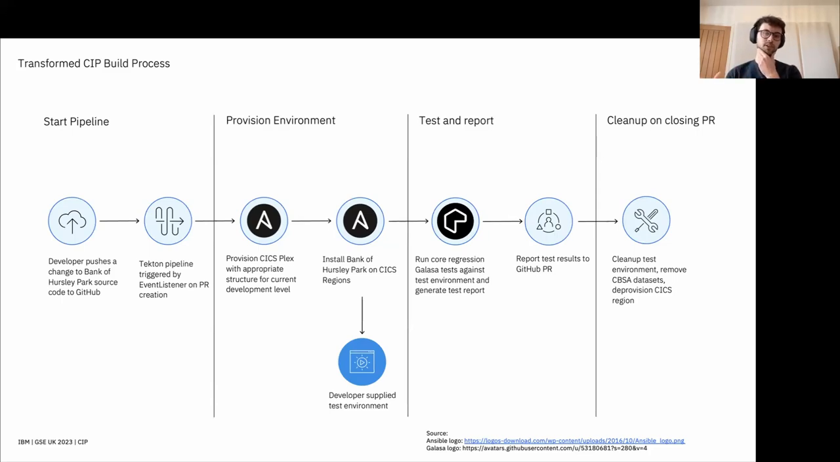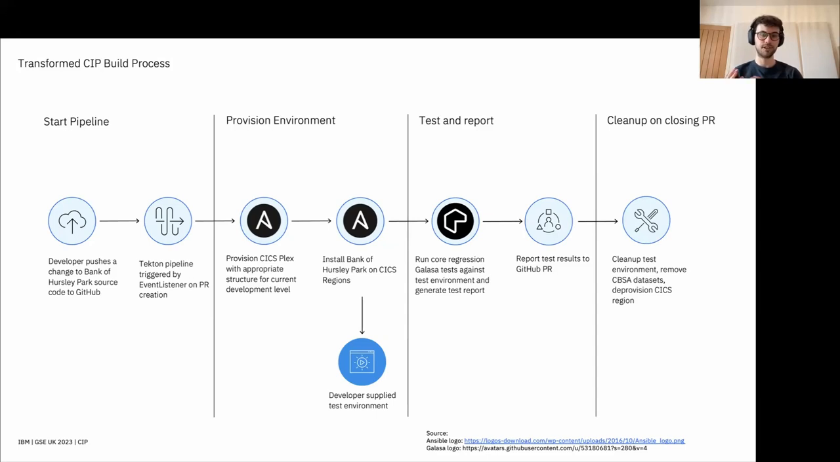I'm currently working on creating provisioning for a Kixplex on a system. What I currently have is Ansible playbooks that will provision a single Kix region. And I will create playbooks that compile and install the Bank of Hersley Park application onto the Kix regions in the Kixplex, creating a test environment that is managed by the pipeline. So what I wanted to go for here is an isolated development environment for testing in, rather than something which the developer has to remember to look after.